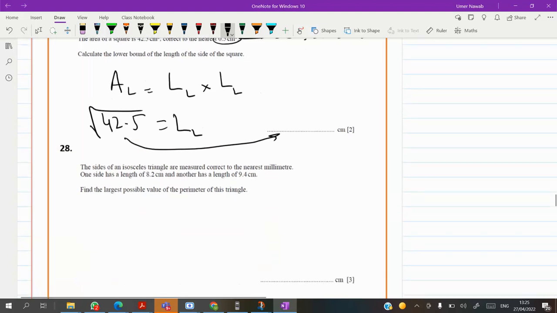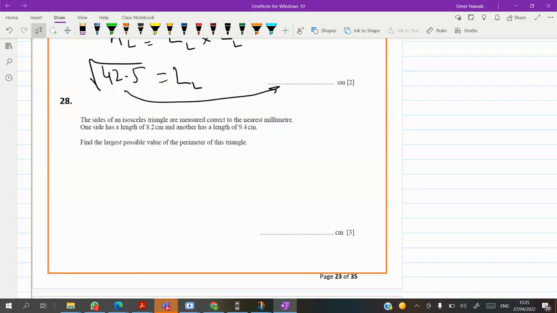The answer comes to us here. The sides of the isosceles triangle are measured correct to the nearest millimeters. So please convert them into nearest millimeters. It's 82 millimeters, and this is also 94 millimeters. The nearest millimeters, 82.5 is the upper bound and 81.5 is the lower bound. 93.5 is the lower bound, 94.5 is the upper bound.